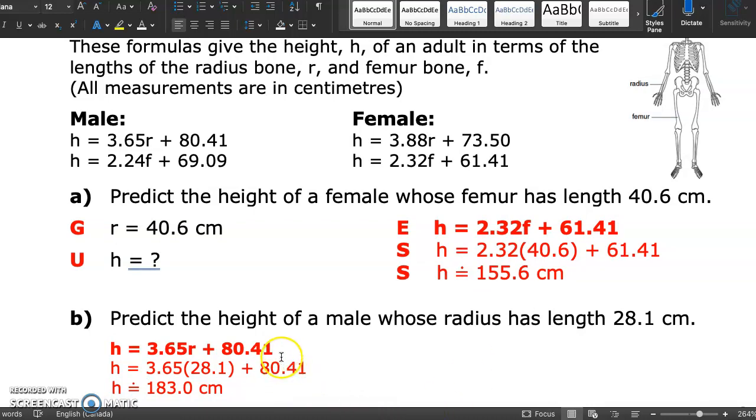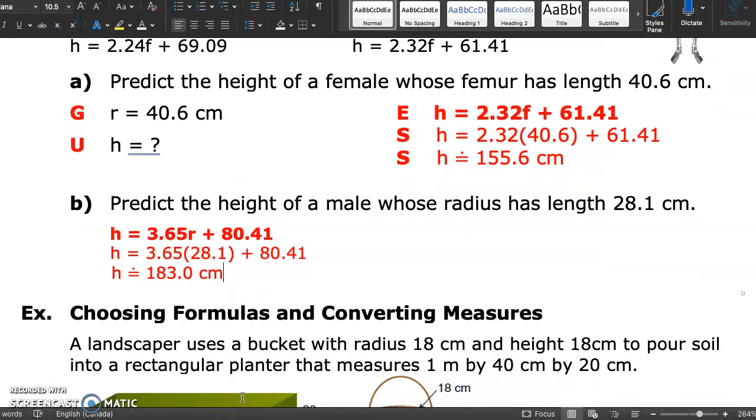Some people like to write the formula. This is a different question. Predict the height of a male whose radius has length 28.1 centimeters. So we write our formula in general, then we substitute with the particular values for this problem. 28.1 centimeters for a male. Notice that the male and radius formula was selected right here. So we then can evaluate and get our final answer. Always include units in that final answer.